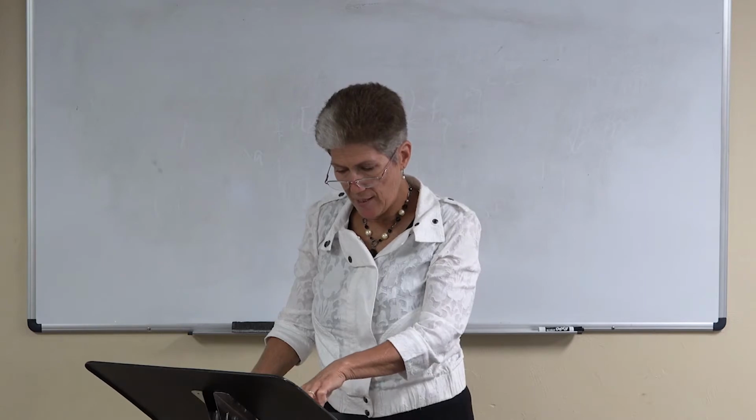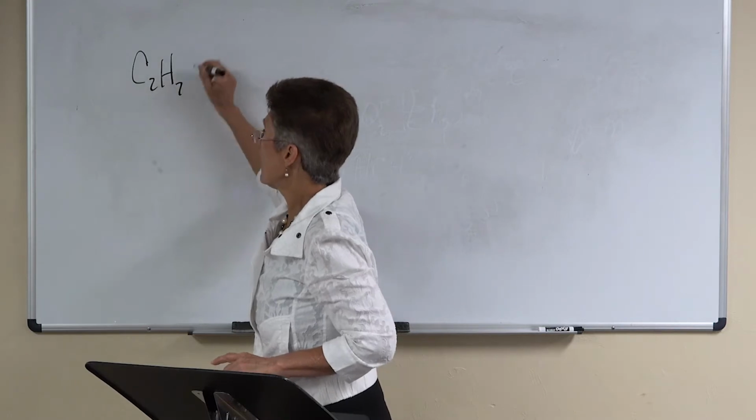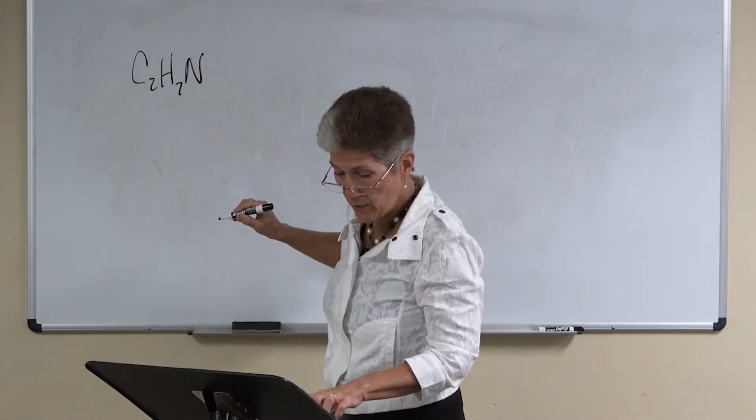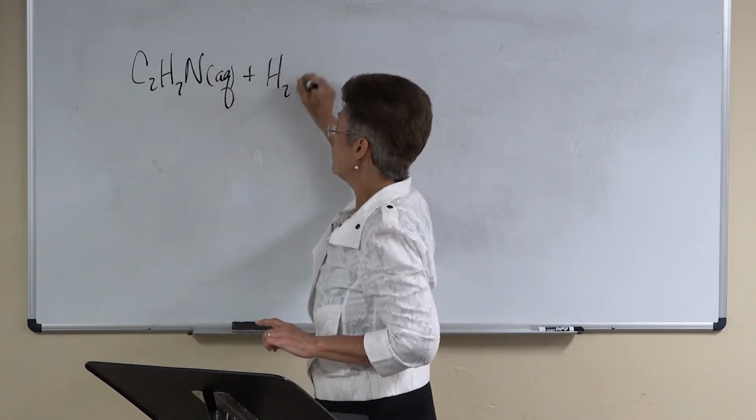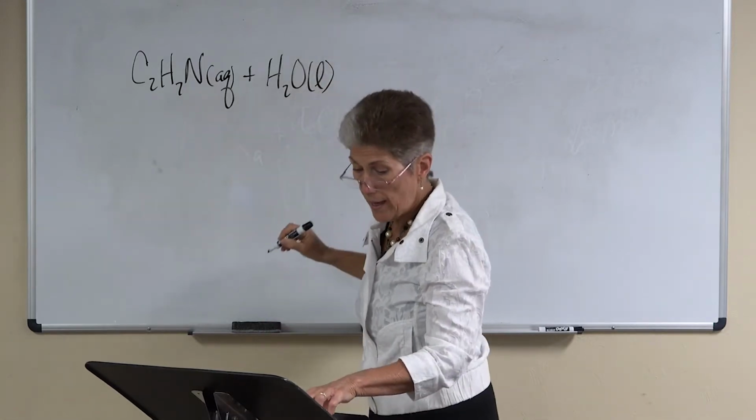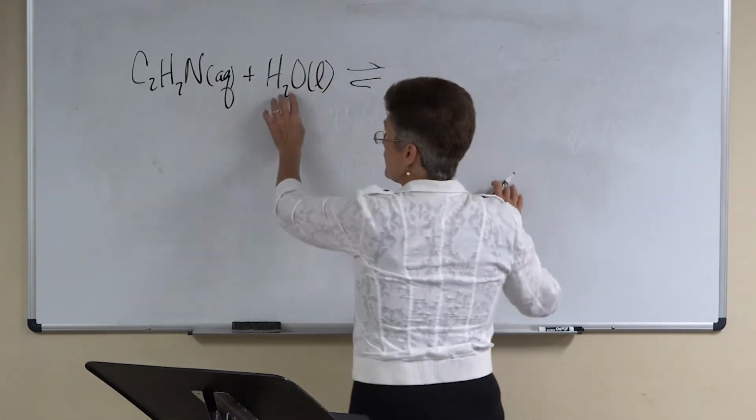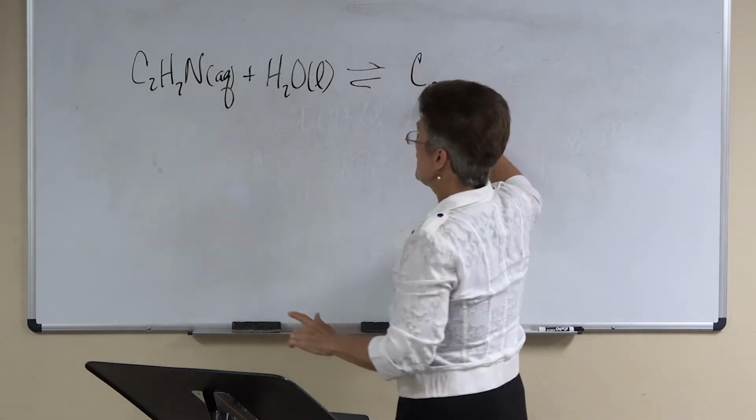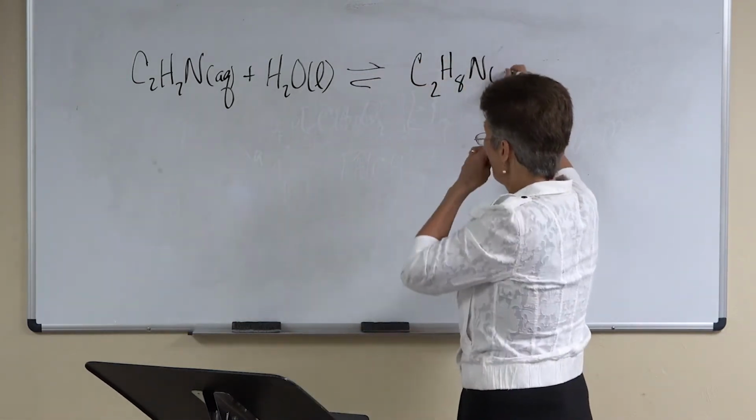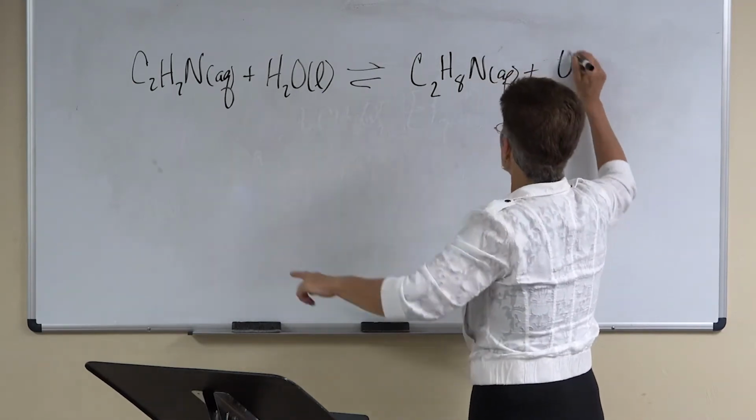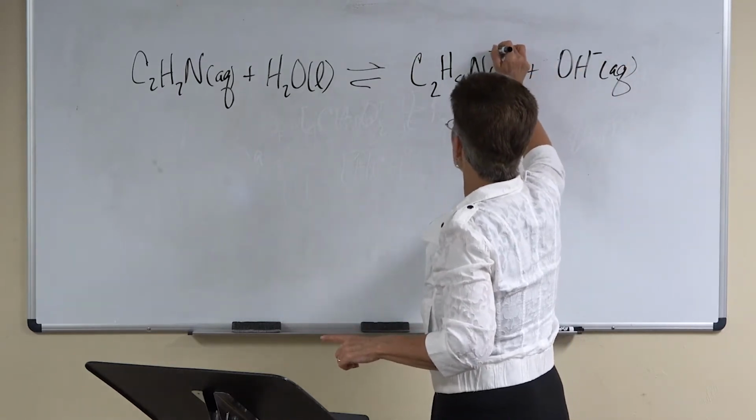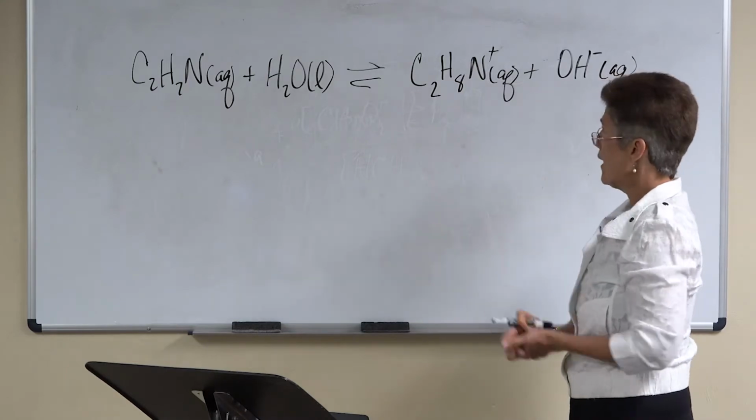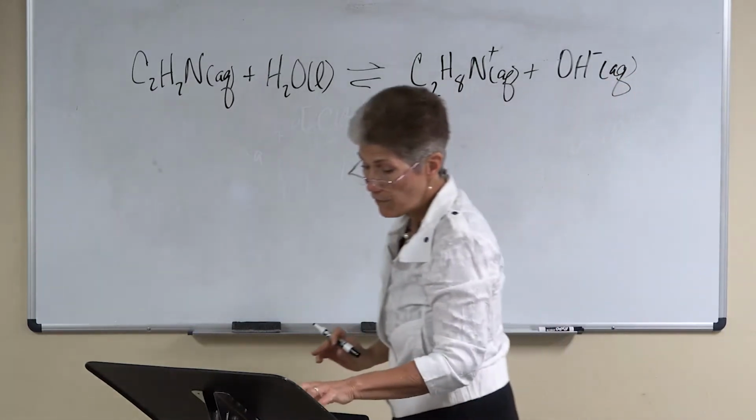Number 9 is what is the base ionization constant for C2H7N? C2H7N. And once again, that is aqueous. We are going to put it in liquid water. And this is a base, so it's going to receive a hydrogen. So this is going to become C2H8N. This lost the hydrogen. This gained the hydrogen, so it's going to be positive. That lost the hydrogen, so it's going to be negative, and you have to have that information in there.